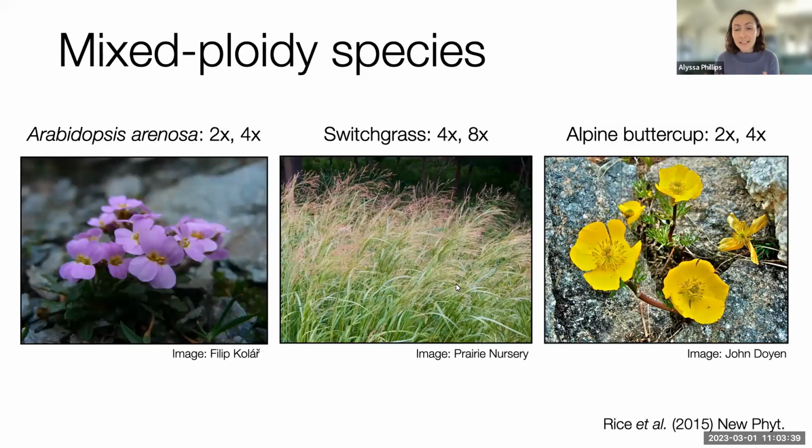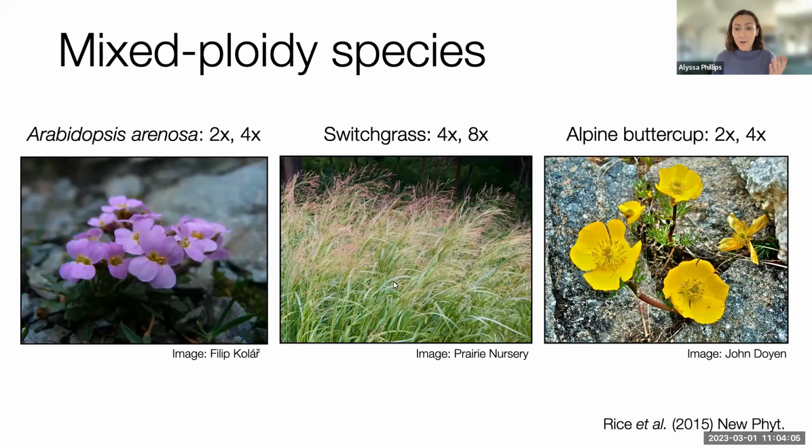So I'm really interested in mixed-ploidy species, just generally. I think we often think about polyploidy as a finished process, being fixed in a species. We think about it like the tips of the tree. But mixed-ploidy species are really common. About 16% of plant species are thought to be mixed-ploidy, and that's probably an underestimate. And a couple particularly well-studied ones are Arabidopsis arenosa and switchgrass.